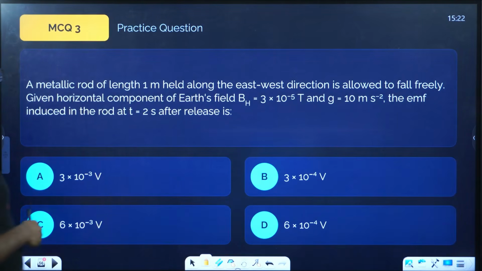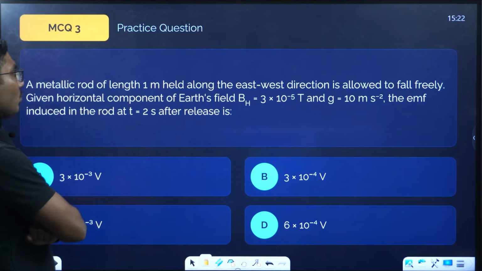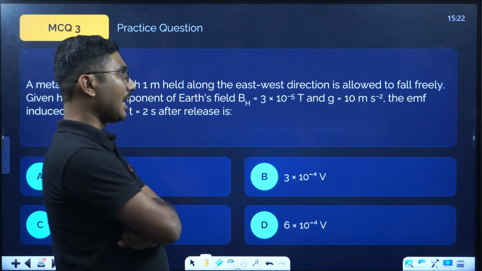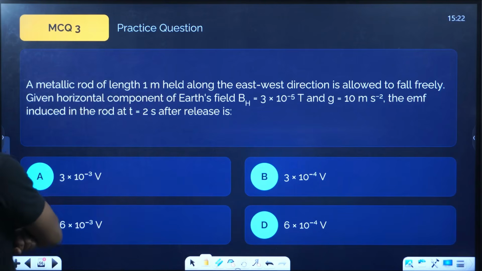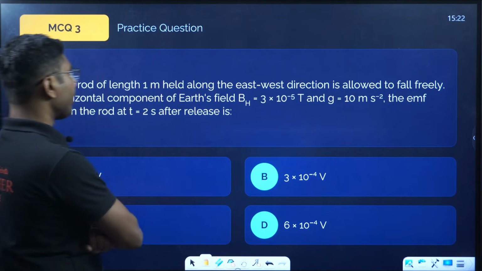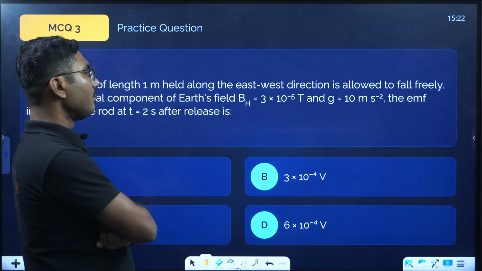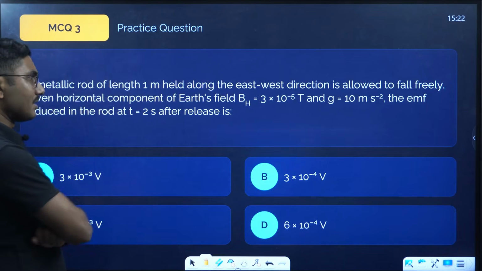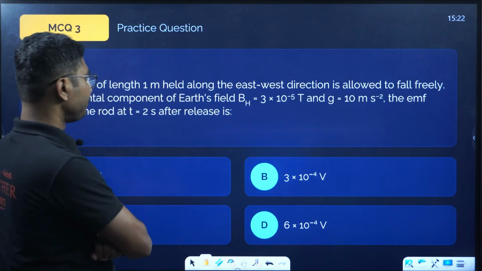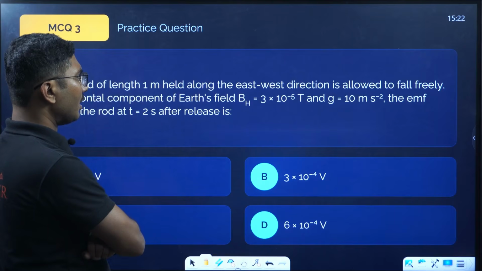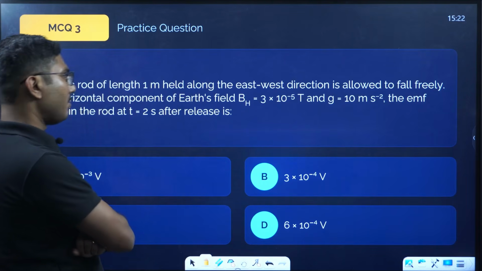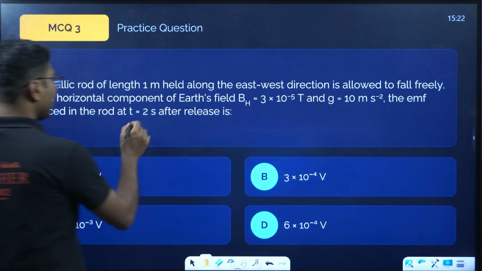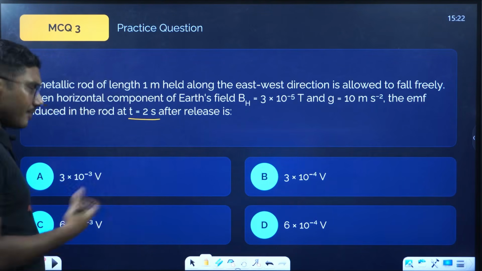Next, a metallic rod of length 1 meter held along the east-west direction is allowed to fall freely. Given the horizontal component of Earth's magnetic field BH equals 3 × 10^-5 Tesla and g equals 10 meter per second squared, find the EMF induced in the rod after t = 2 seconds.